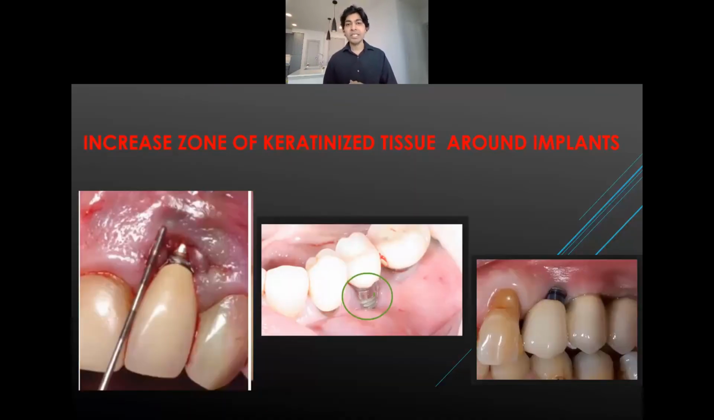The next case is to increase the zone of keratinized tissue around a dental implant. It's very important that the dental implant should be surrounded by thick keratinized tissue for the longevity of the dental implants. Of the choices, one, you can incorporate the free gingival graft tissue during the implant surgery, or the next thing is that you can incorporate the free gingival graft after the osseointegration of the implant.